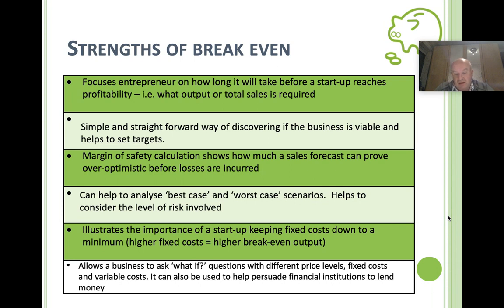And again, it allows you to ask these what-if questions, okay? What if we changed to different price levels? What about if fixed costs or variable costs were different? And it could demonstrate that, number one, you understand the process quite well, and it might well persuade financial institutions to lend you some money in order to start your business or to help support your business.